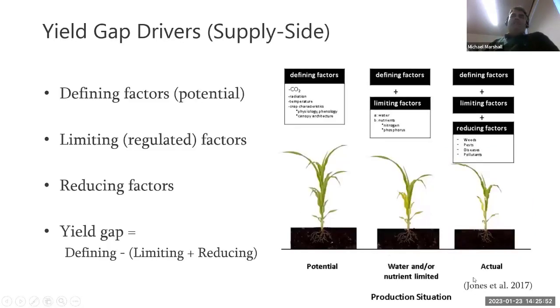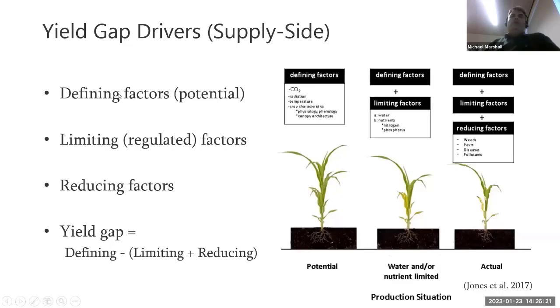Okay, so this is taken from Jones, one of the papers I provided to you. I find this paper really useful because it basically breaks down how crop yield models work. You can see there are defining factors, limiting factors, and reducing factors. These are the main factors that affect crop yield.